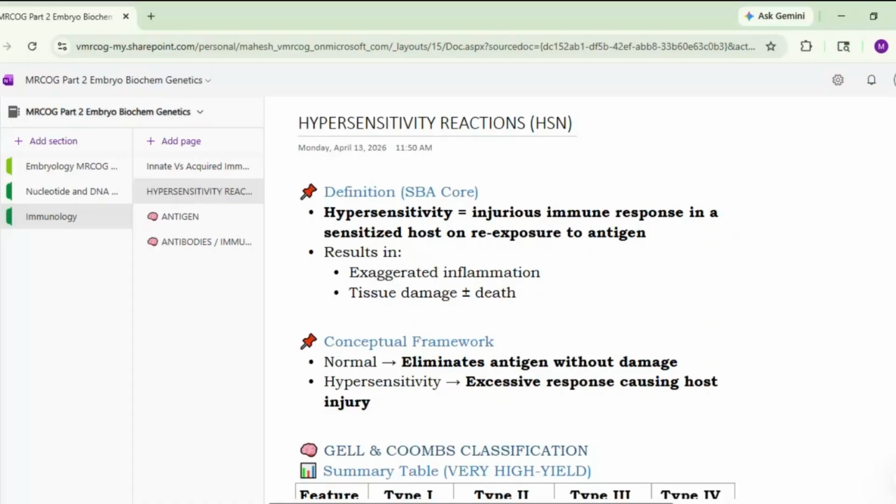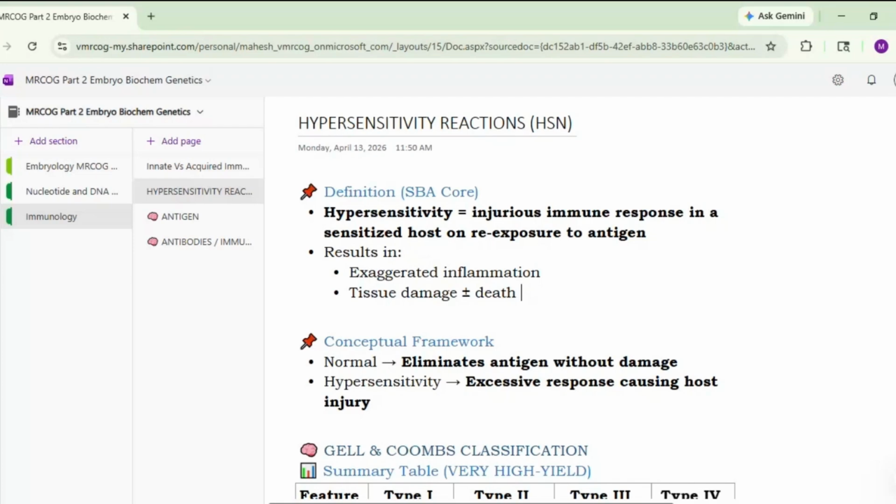So hypersensitivity. Hypersensitivity is the injurious immune response in a sensitized host on a re-exposure to antigen. It results in exaggerated inflammation. It will also lead to tissue damage and may or may not lead to death also.